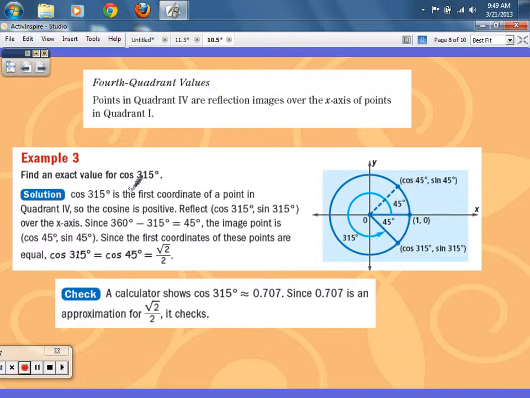They want an exact value of cosine 315. So what we have here is 315. I'm going to take 360 minus 315 to tell me the angle I'm dealing with here, and that makes it 45 degrees. If I drew in my right triangle here, I know that this is one, it's going to be an isosceles triangle. So this value is x. Instead of throwing a y in here, I could throw in x again, because they are going to be the same.